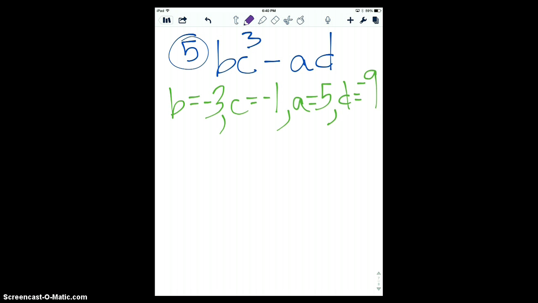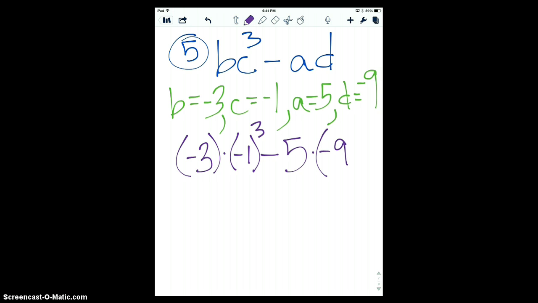Okay. Take a deep breath, starting it. Okay, I'm going to sub in -3 for B. Boom. It's negative. I'm going to put in parentheses. Being multiplied with the C value of -1. Putting it in parentheses. It's negative. To the third power. Minus A, which is 5, leaving it out of parentheses because it's just a positive number. But if you really feel strongly about parentheses, you can put in parentheses if you want. Times the D value of -9.